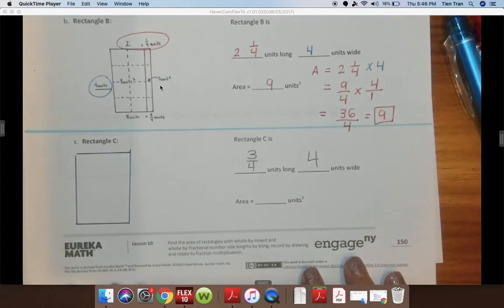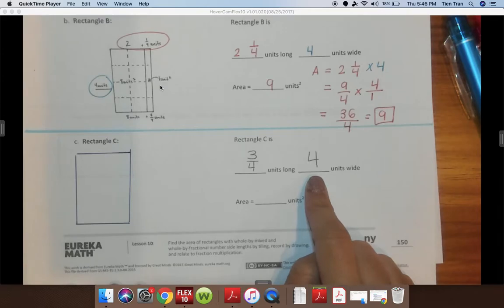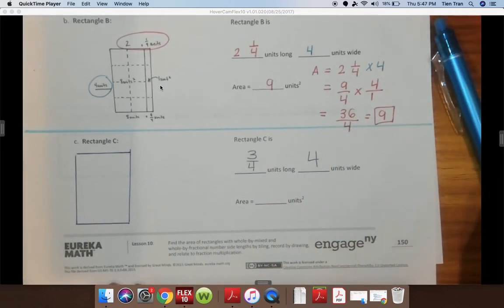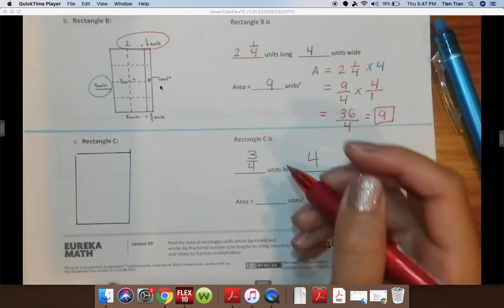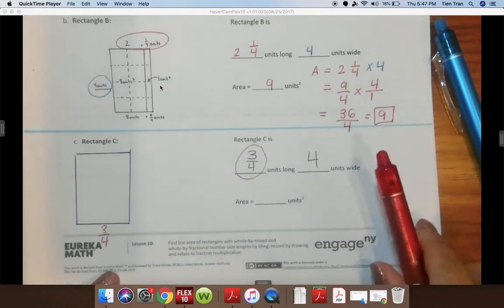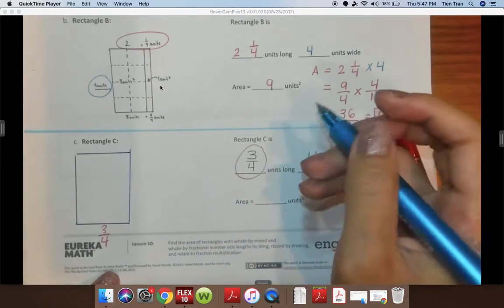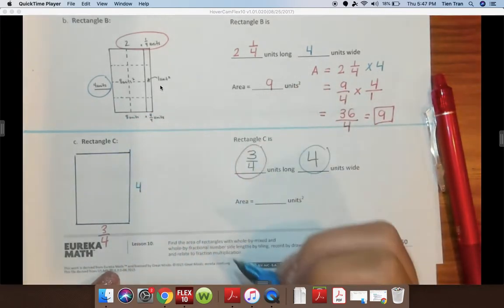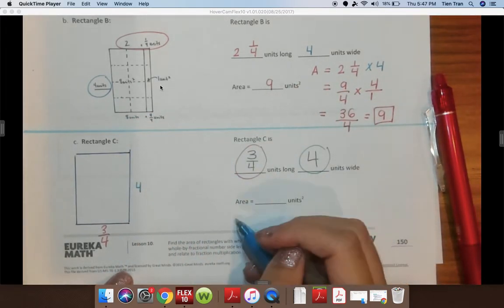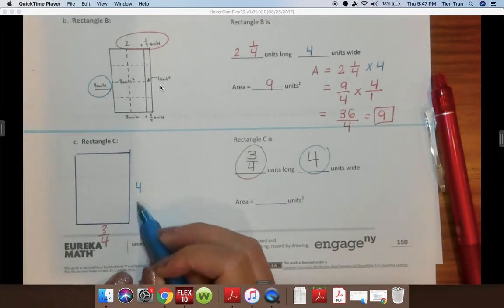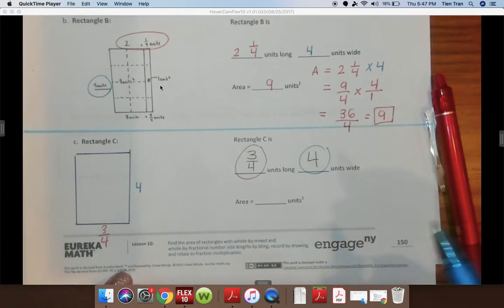Now for rectangle C, they give me the measurements already, so I need to make sure that I put it over here so that you can see it as well. So I have 3/4, 4 units long, and I'm going to write it right here for my length. And then it says 4 units wide, which is going to be my height. Okay, so area is equal to blank units squared. So I'm multiplying these two numbers together to get my answer.